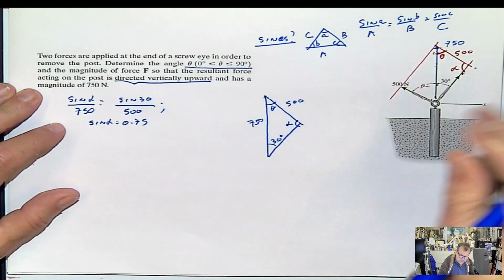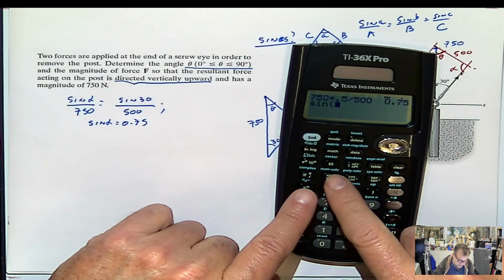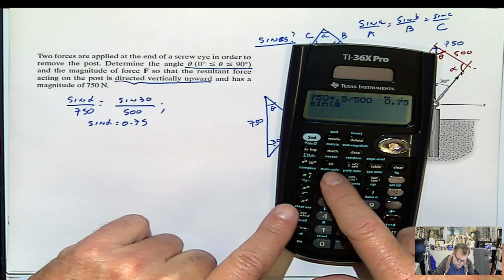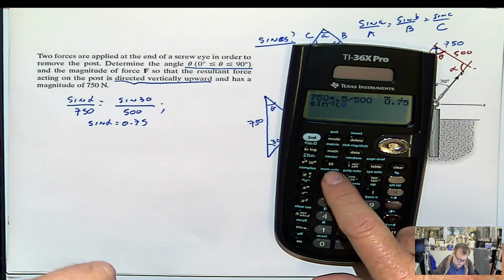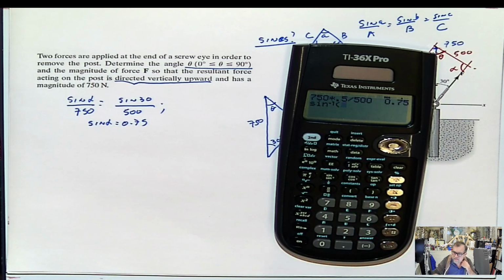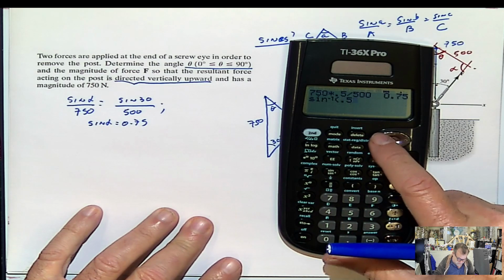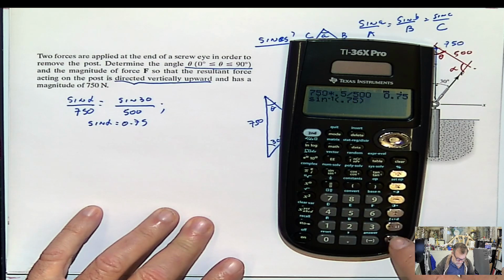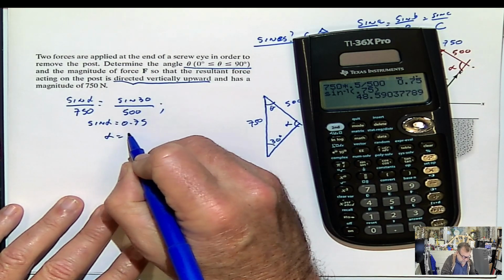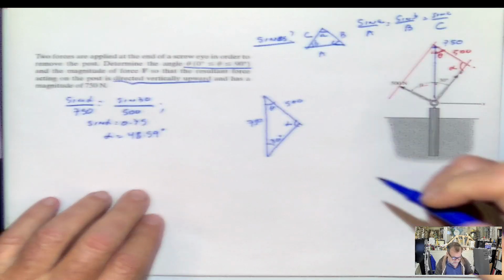And from here, I can just take the inverse sine of that. Remember, in this calculator, the first time you press the sine key you get sine, the second time is inverse sine, then hyperbolic sine, inverse hyperbolic sine. So you have to keep it in inverse sine like that. 0.75, and you get 48.59. And then you have this angle.